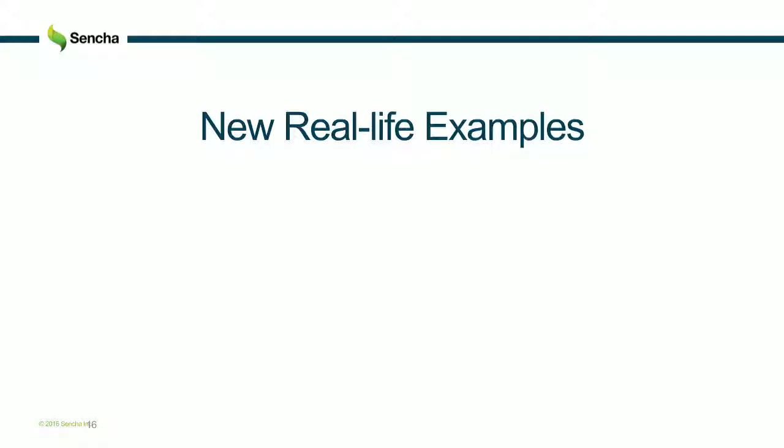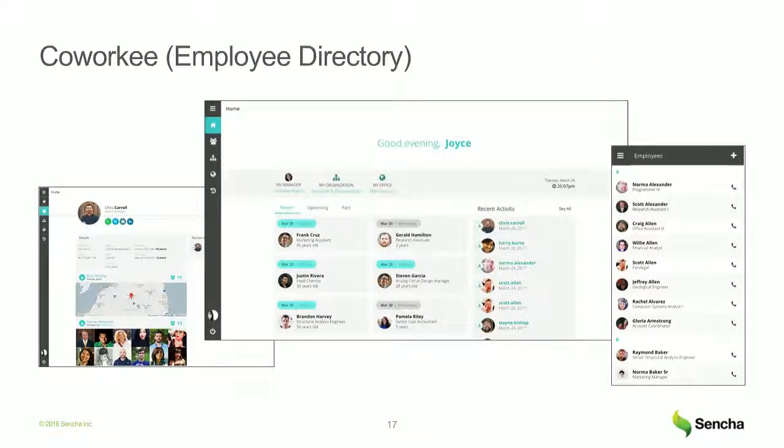One of the things that I personally am excited about is that with all these new capabilities, we've also added some new real-life example projects that are available for you to download to actually see how these components can be used within a real application. Probably the broadest example is a little app that we call Coworky. It's basically an employee directory, and it gives you a variety of different ways to see a list of all the employees of a fictional company.